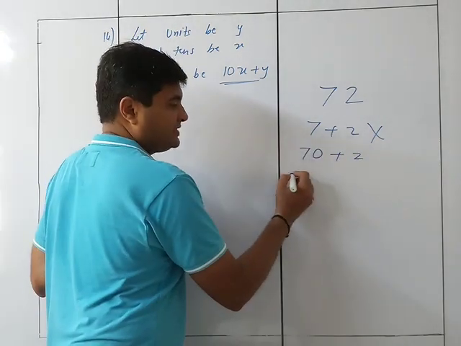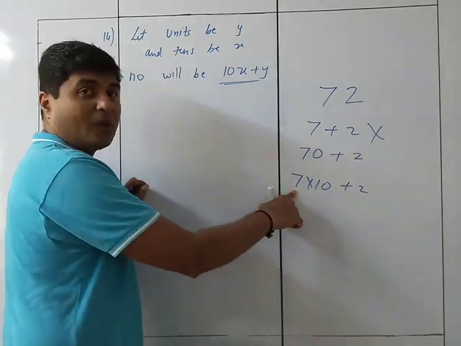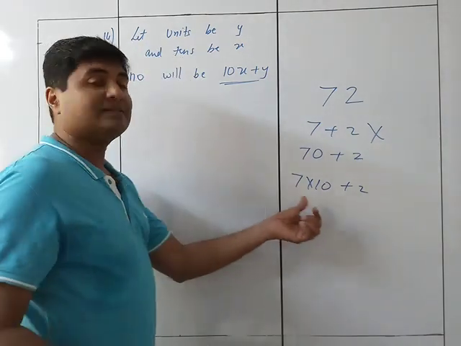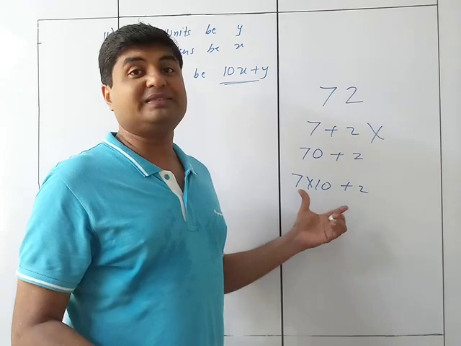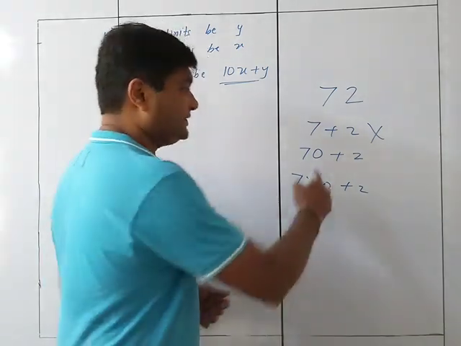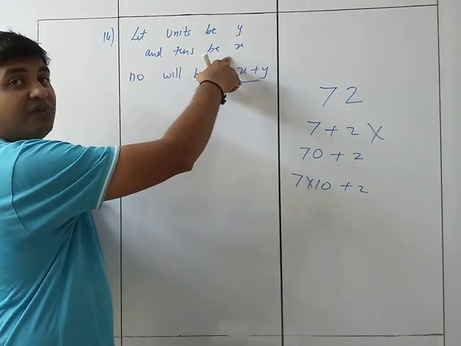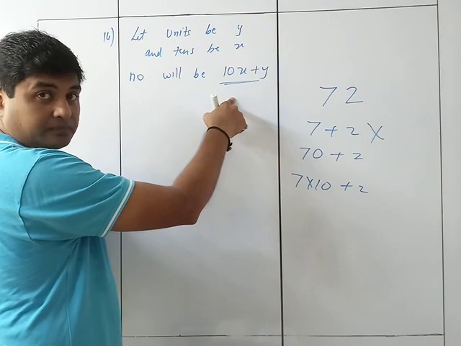It is nothing but 7 into 10 plus 2, because 7 is the face value and 10 is the place value. So automatically the complete value of 7 will be 70. So that's why it is 70 plus 2. Similarly over here, if my tens place face value is x, the place value will be 10x.